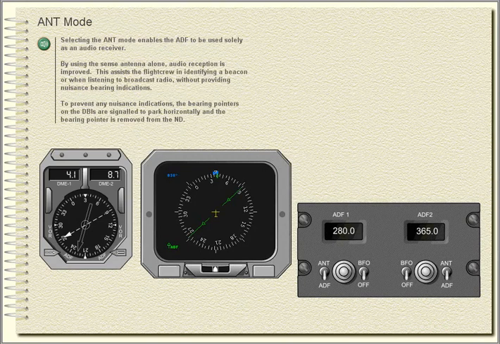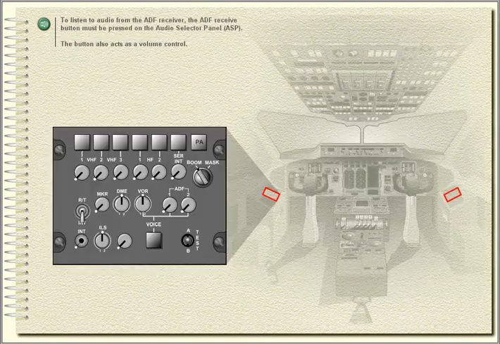ANT mode. Selecting the ANT mode enables the ADF to be used solely as an audio receiver. By using the sense antenna alone, audio reception is improved. This assists the flight crew in identifying a beacon or when listening to broadcast radio without providing nuisance-bearing indications. To prevent any nuisance indications, the bearing pointers on the DBIs are signaled to park horizontally, and the bearing pointer is removed from the ND.